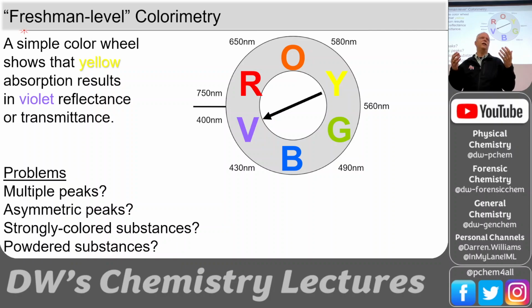But this doesn't tell you what you get when you have multiple peaks or asymmetric peaks, or strongly colored substances can saturate the spectrum, and then their color starts to change. What's a good example of that? Or even rough substances like powdered substances. So potassium permanganate, you know potassium permanganate. It's one of the darkest purple substances you can have. If you have potassium permanganate crystals, they look black because they're absorbing so much light. Spread them out on a white piece of paper, then you can see that they're beautiful purple crystals.